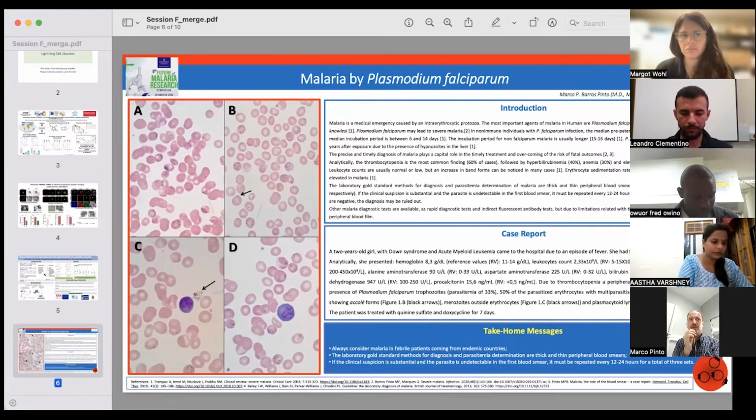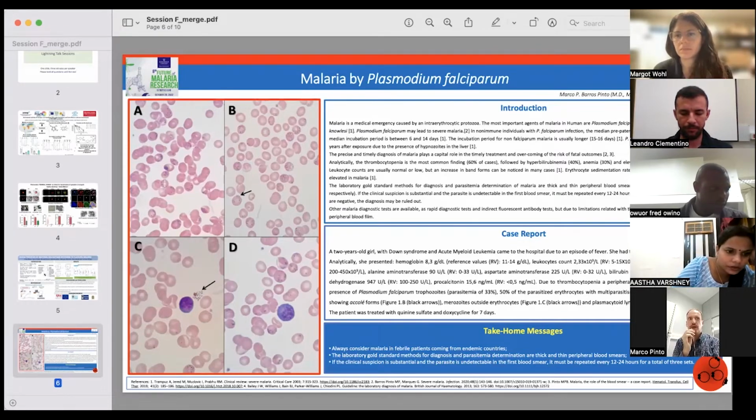Malaria is a medical emergency, and the most important agents in humans are Plasmodium falciparum, malariae, vivax, ovale, and knowlesi. Plasmodium falciparum may lead to severe malaria. In non-immune individuals with Plasmodium falciparum infection, the median pre-patent period is between 5 and 10 days, and the median incubation period is between 6 and 40 days. Plasmodium vivax and Plasmodium ovale may relapse months to years after exposure due to the presence of hypnozoites in the liver.